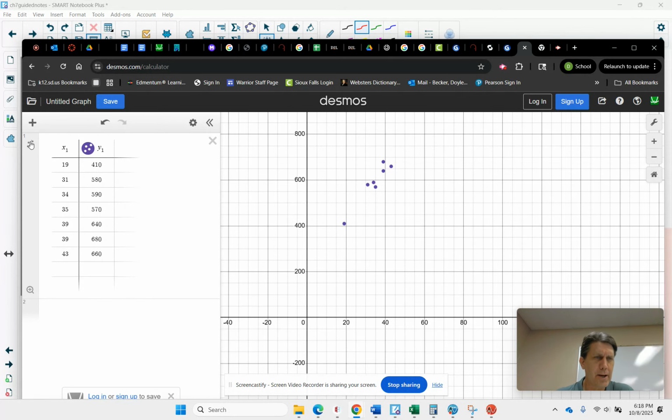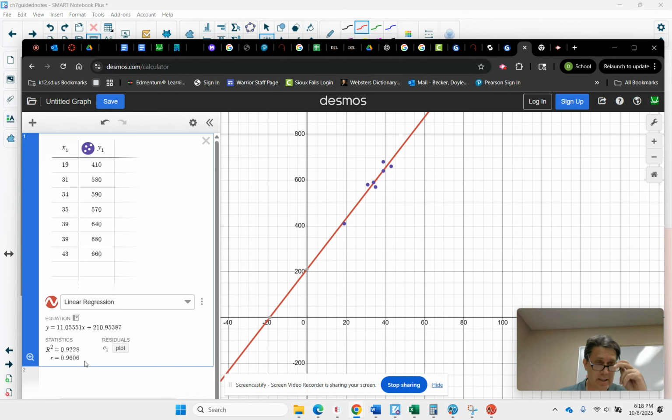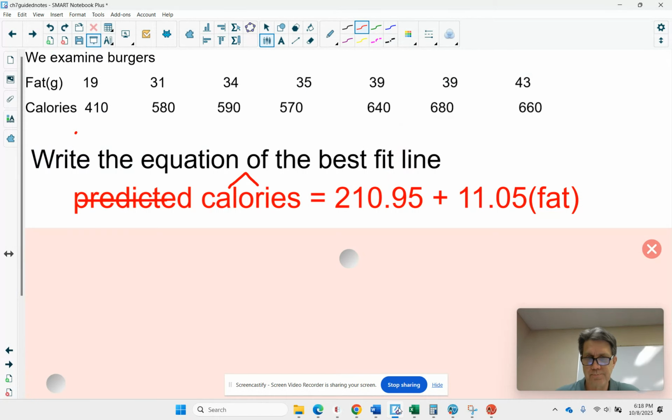But then up here on the Inspire, you can add the regression, and it puts the regression, and we have Y equals. Now you have to remember to replace Y with predicted calories. And the one thing I don't like about Desmos, it puts it in MX plus B form rather than the A plus BX. It's still A is 210 and B is 11.05. So we get the same equation there, and it's right there.